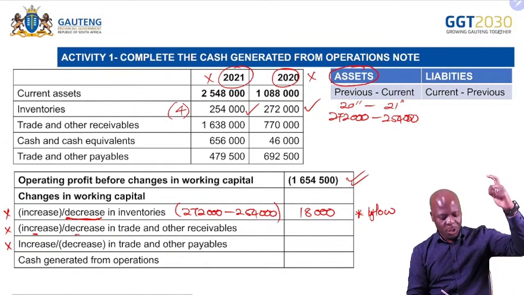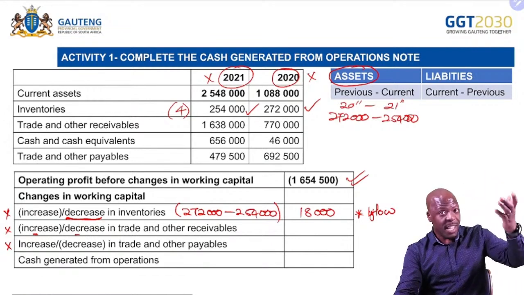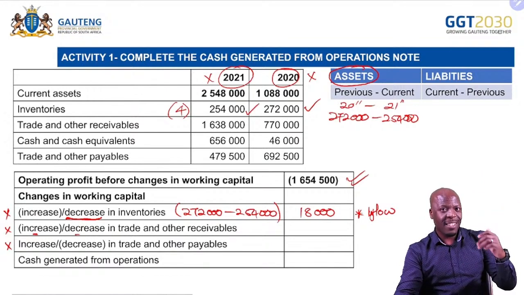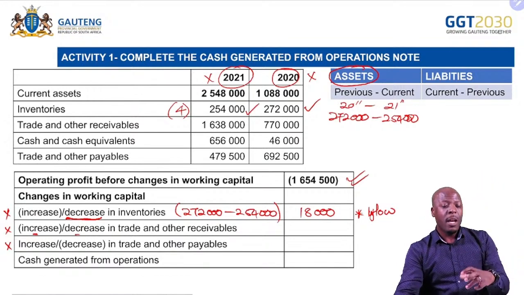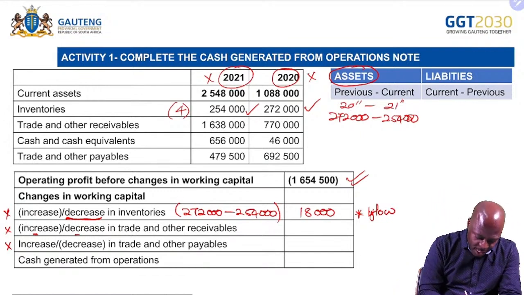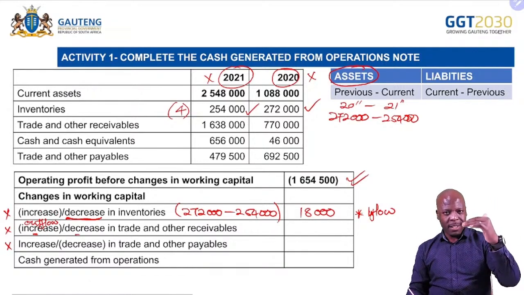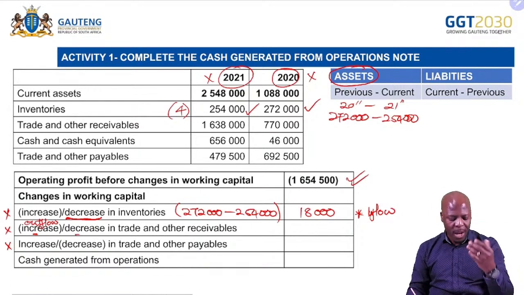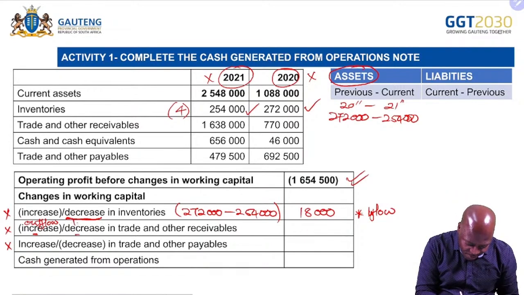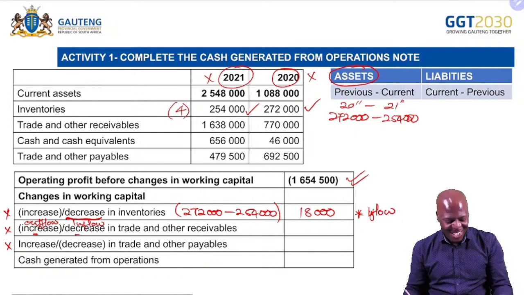If there's an increase in trade and other receivables, these are your debtors. If debtors are increasing, it means they're not paying you. And the moment debtors don't pay, we consider it to be a cash outflow. So an increase, we consider it to be a cash outflow. But if your debtors are decreasing, what does that mean? They are paying. Once debtors pay us, we call it a cash inflow. Okay? So you can use this explanation that I've given, or I trust my calculator.